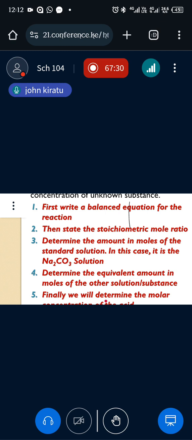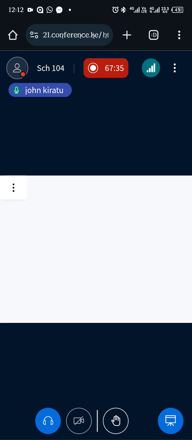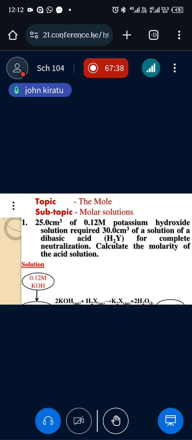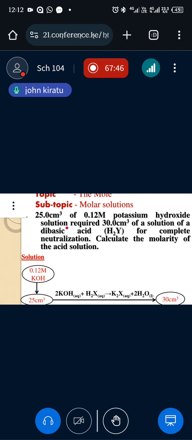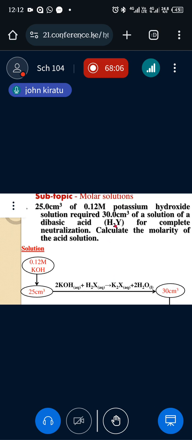So this is a procedure which you have done from form 2, so I don't need to go by. What I've done to help you out, to remind yourself, for instance, let's say we have 25 centimeters cubed of potassium hydroxide, that is a base. Then you require around 30 centimeters cubed of an acid to completely neutralize. So basically this question is, after titration, you used 30 centimeters.